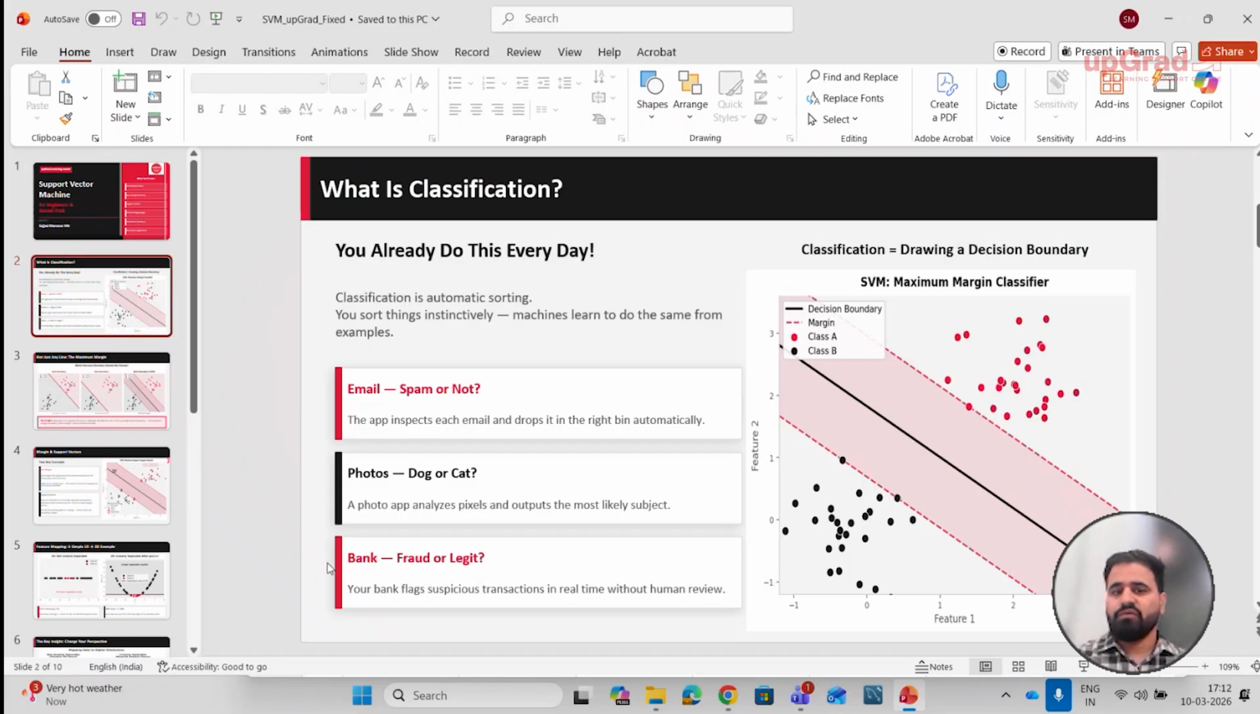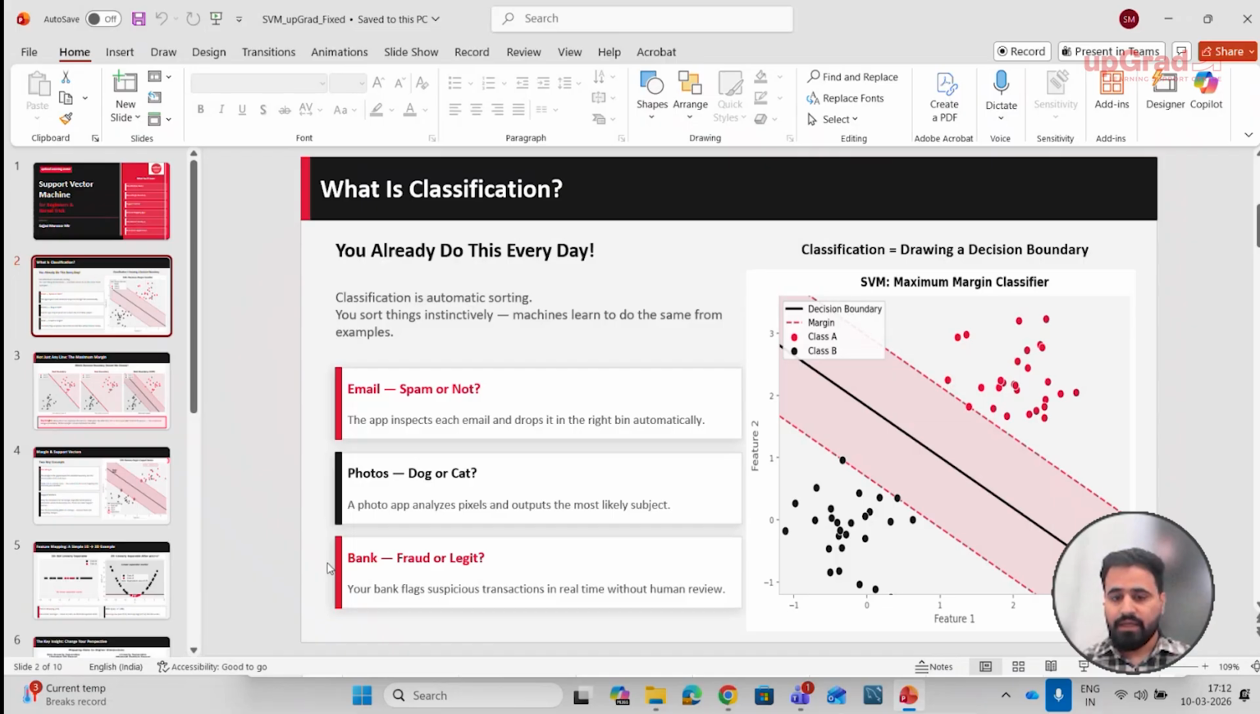When we talk about classification, it is simply how we want to do automatic sorting. For example, if you want to do some sorting, a machine can do the same thing. Say we have some emails and I have to check whether a particular mail is spam or not. This can be done with the help of support vector machine, or machine learning in general. Another example is classifying photos of dogs and cats or any other animal. That can also be achieved with this machine learning algorithm.